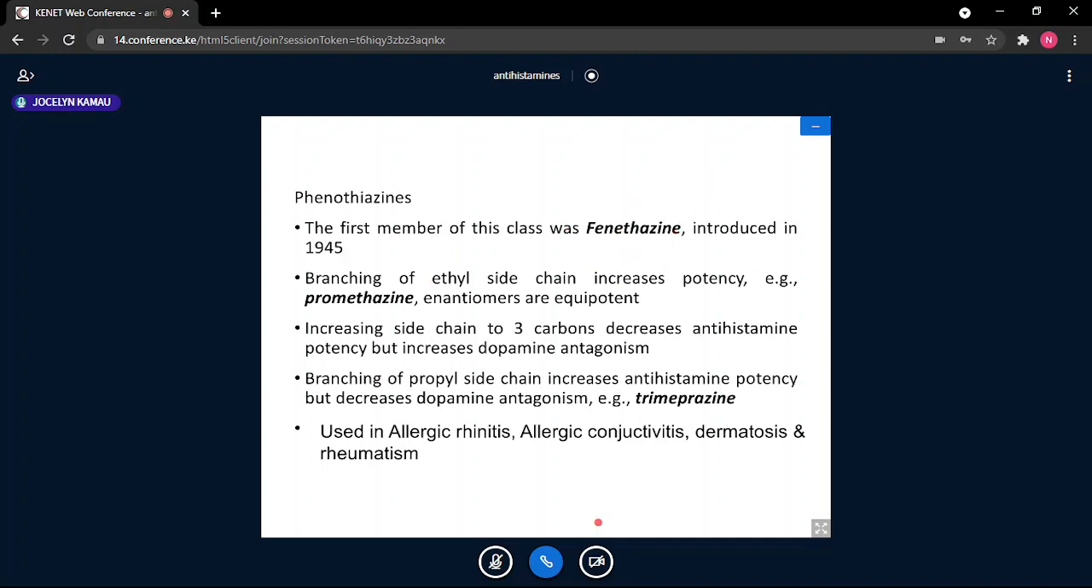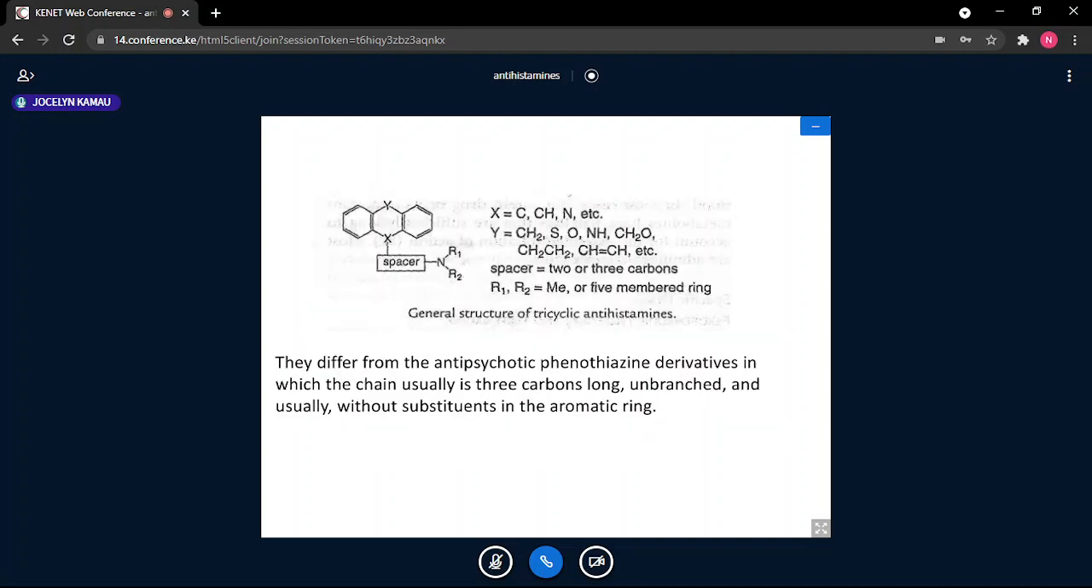Promethazine was our first group. Let us look at that before we talk about the SAR. As I have said, this Y becomes a sulfur. When we look at the tricyclics, this Y, as we have seen in the previous groups, can be a CH2, and this a carbon.